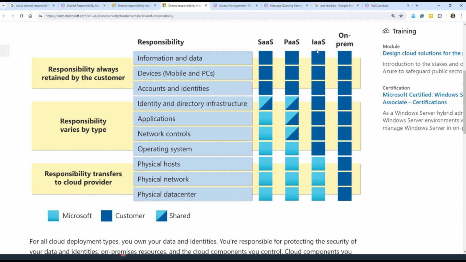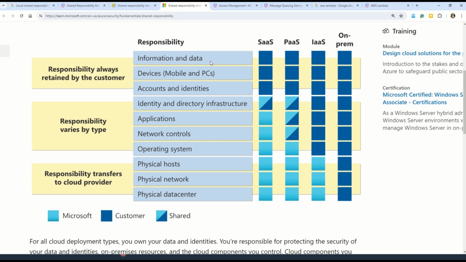But as we move towards IaaS, you can see some of the responsibility from the bottom is now shouldered by Microsoft. And then as we move towards PaaS or SaaS, more and more responsibilities are now shouldered by the cloud provider. So here you can see as we move towards SaaS, which is software as a service, Microsoft is responsible for physical data center, physical network, physical host, operating system, network controls, applications, and then Microsoft and you are sharing the responsibility for the identity and directory infrastructure. And then as we move ahead, you are solely responsible for the accounts and identities, and then the devices and the information and the data.